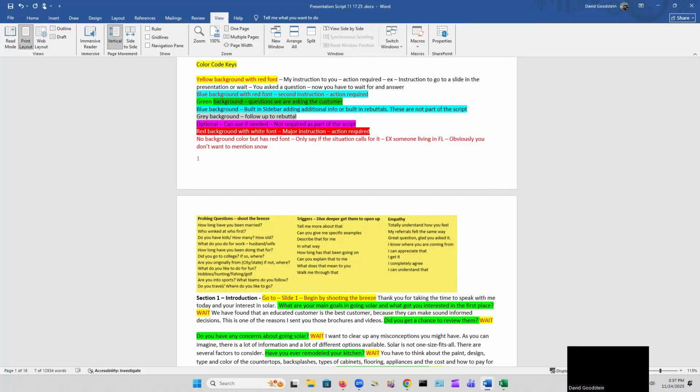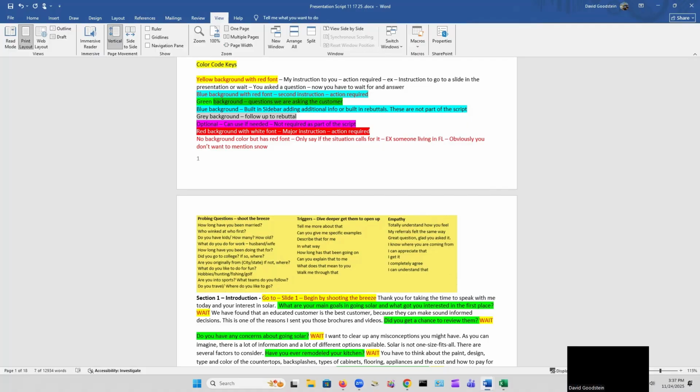You'll see a red background with white font. That's a major instruction. Major action is required. You also see there's no background with red font. Only say it if the situation calls for it. In other words, it's a warning sign for you.